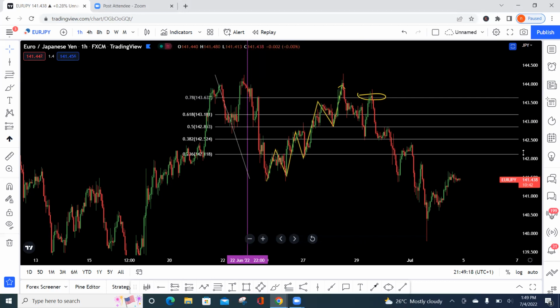So if your risk management is top notch and you are able to stick with only two types of setup that give you high win probability, it is going to help you reduce overtrading to the barest minimum. And I can guarantee you, if overtrading is reduced to the barest minimum, you have a greater chance of success in the market. Okay? So guys, that will be the end of the video.